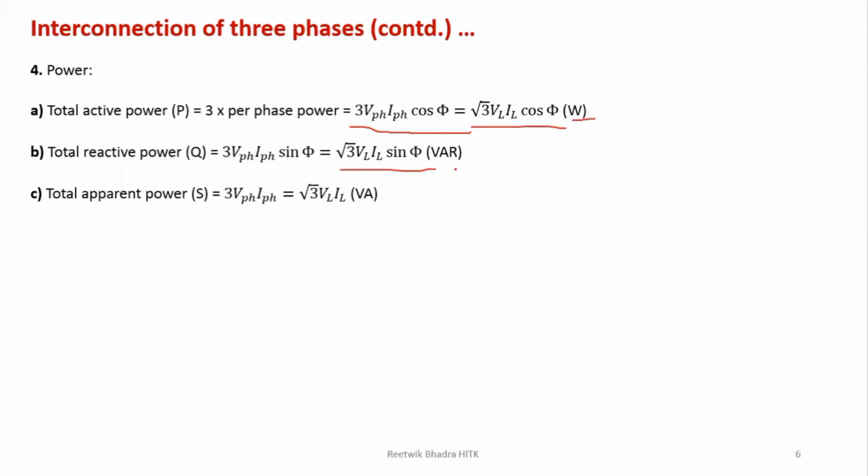Root 3 VL IL sin phi is your VAR, and 3 VPH IPH is your apparent power. Apparent power is basically your phasor sum of P plus Q. So if you do P square plus Q square and take the square root, you will get apparent power.